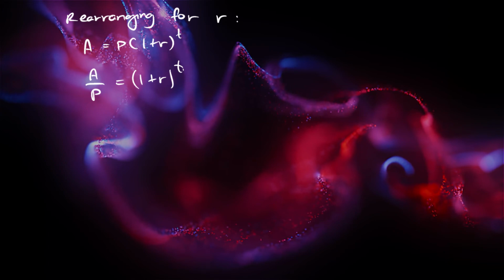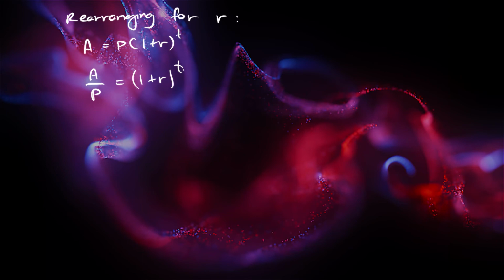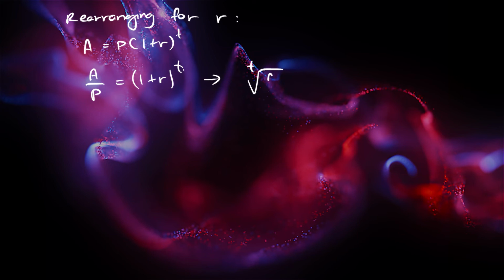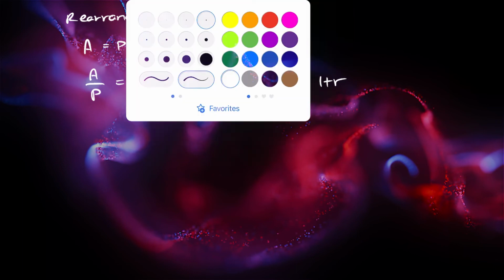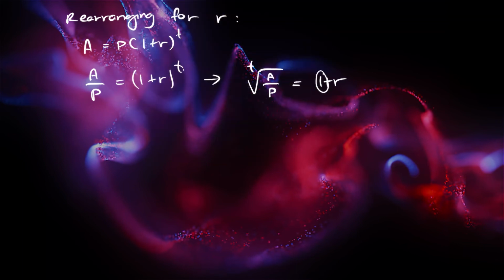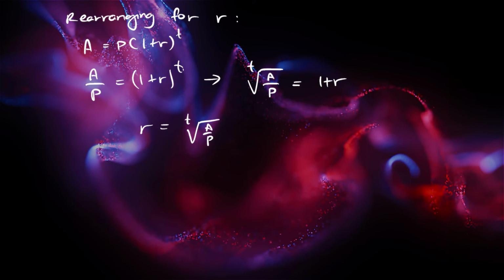If t was like 3, for example, I could take the cube root, or I could take the 4th root, or the 6th root, or the 100th root, right? It doesn't matter what t is. I can still take the tth root, right? That makes sense. So let's take the tth root of both sides. So the tth root of a over p is equal to 1 plus r. Now I just subtract both sides by this 1 to isolate the r. So r is equal to the tth root of a over p minus 1, and this is fully rearranged.